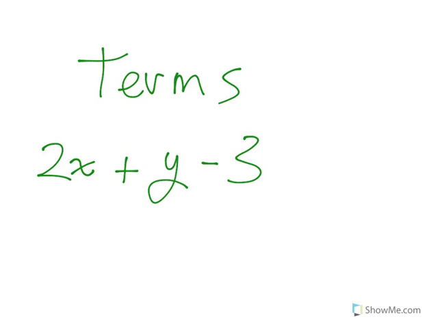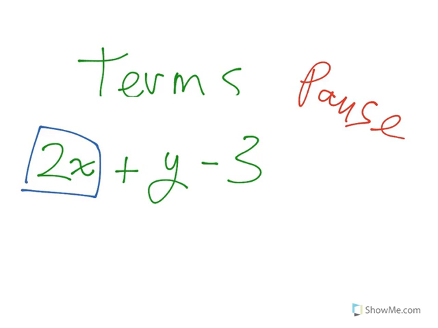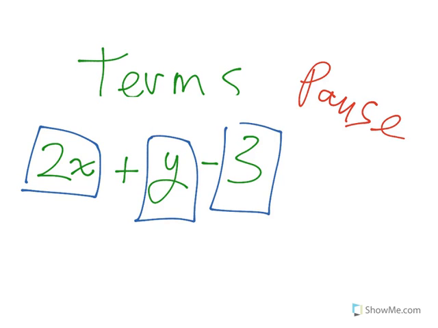How many terms are there? Pause and count how many terms there are. Hopefully you said 3. There are 3 terms. You have 2x, here's a plus, and you have a y, here's a minus, and you have 3. There are 3 terms here.